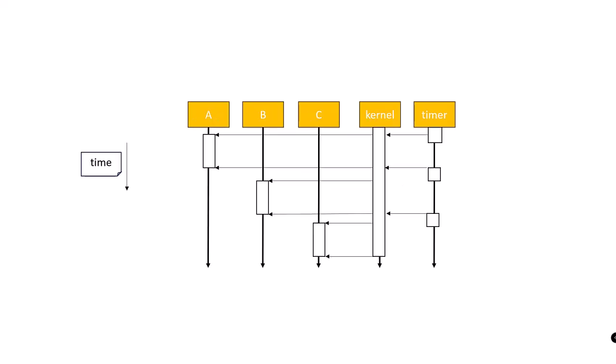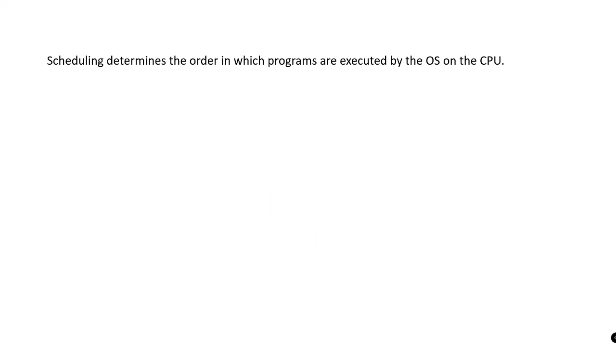Many operating systems use a timer to manage the execution of multiple programs. In this case, the timer interrupts periodically and tells the kernel to look at who's running. First, program A is running. Then the kernel decides to stop A and cause B to run, and then C is allowed to run. Scheduling determines the order in which programs are executed on the CPU under the control of the operating system.